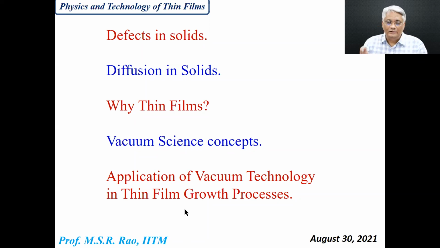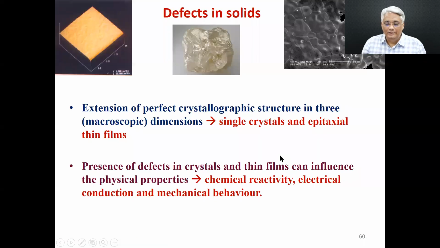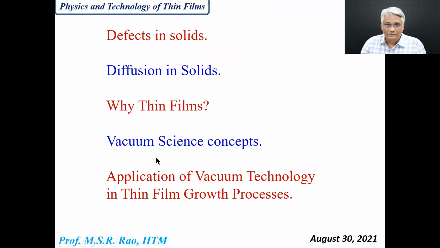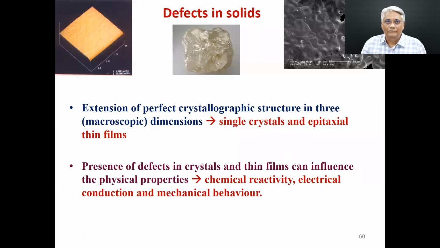Now, I mentioned that there are two categories of thin film growth process. One is PVD, physical vapor deposition. The other one is CVD, chemical vapor deposition. Chemical vapor deposition per se doesn't require high vacuum, but all PVD growth techniques require high vacuum levels. That's where vacuum science concepts, and how you apply them in the thin film growth process, are both very important.